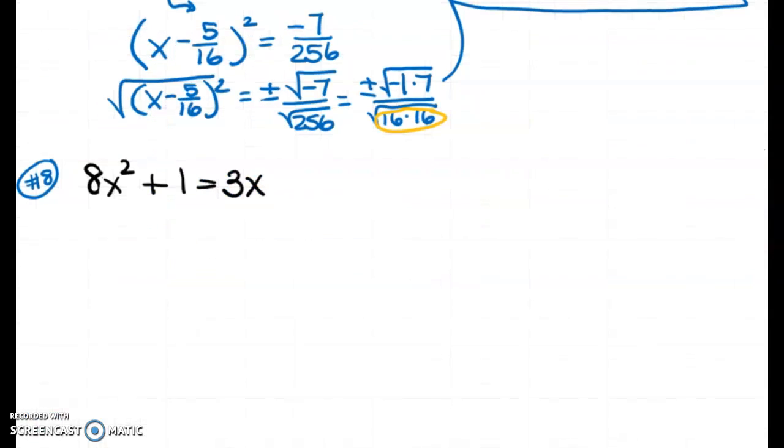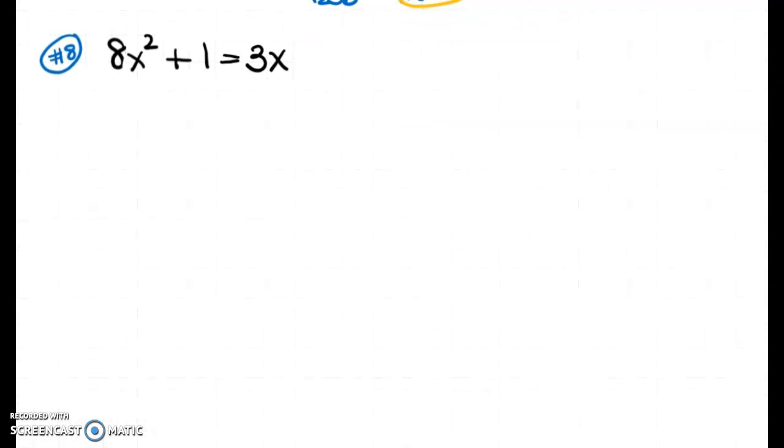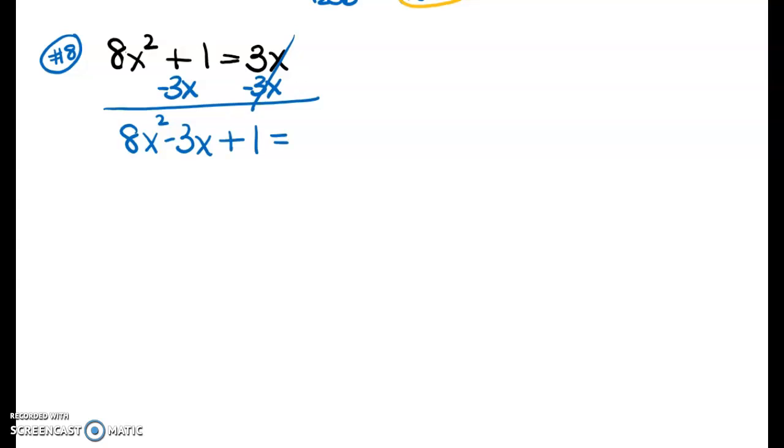All right, the next one, I'm not going to finish, but I just want you to notice that my terms are out of order. I have x's on both sides, so I need to maneuver this equation around. So I'm going to move this over. There are no like terms to add to it. So I get 8x squared minus 3x plus 1, and on the right-hand side, I get 0. All right, so in order to set this up correctly, I would subtract the 1 from both sides.